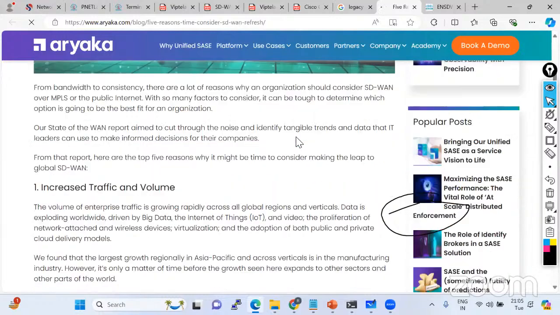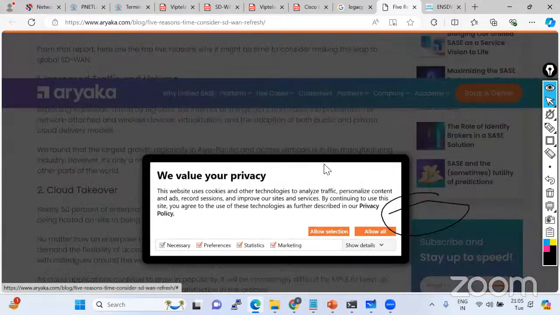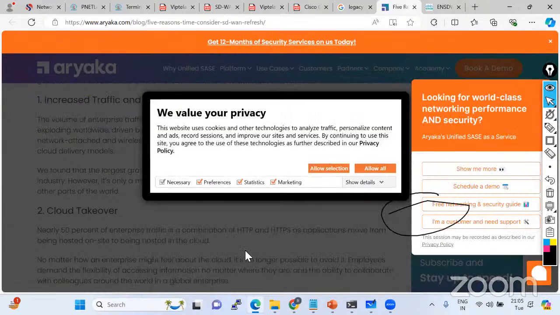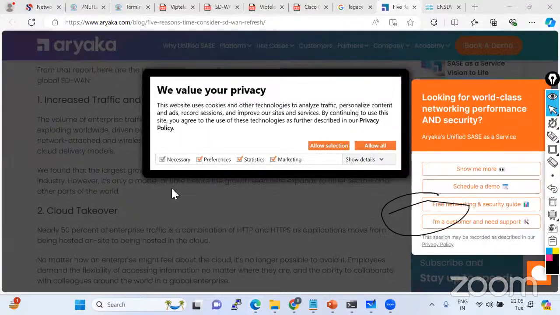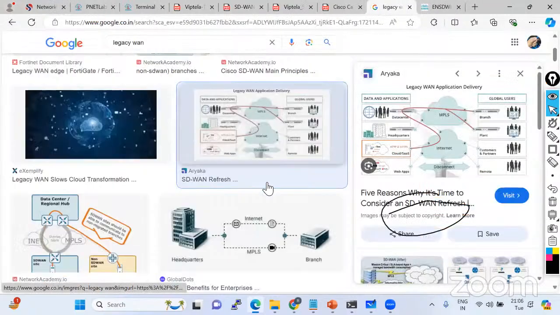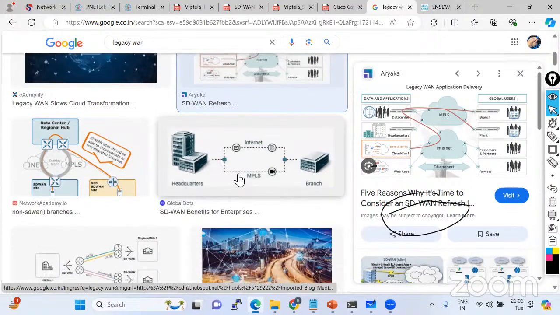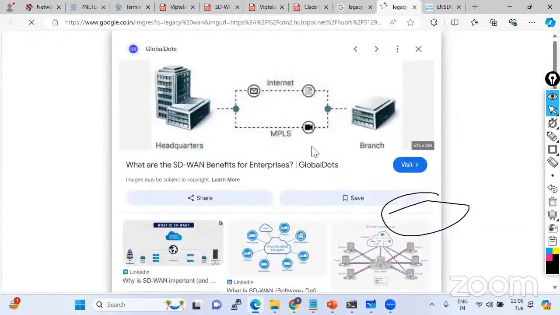So let me just maximize this diagram. We'll take this as a reference. I don't know who created it, but anyway, let me try allow all. I don't know what is happening here. Let me see. Come on. I cannot use it. Let me try something else. Okay, so let me use this one. I'm just going to showcase something.